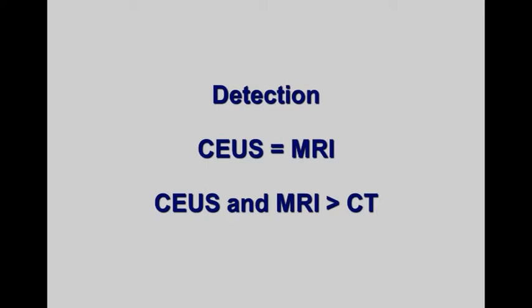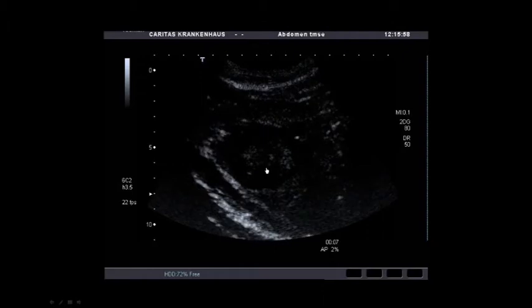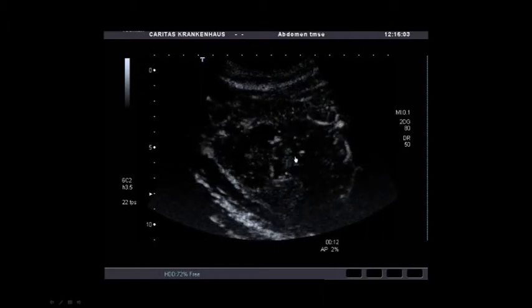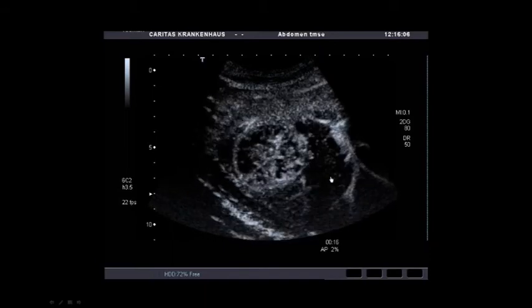Coming back to the value, CEUS has the same value as magnetic resonance imaging for differentiation of benign and malignant lesions according to the evidence of literature, and CEUS and MRI are better than computed tomography. Here you can see the enhancement pattern of a focal liver lesion, and you can see some stealing effect right on here.